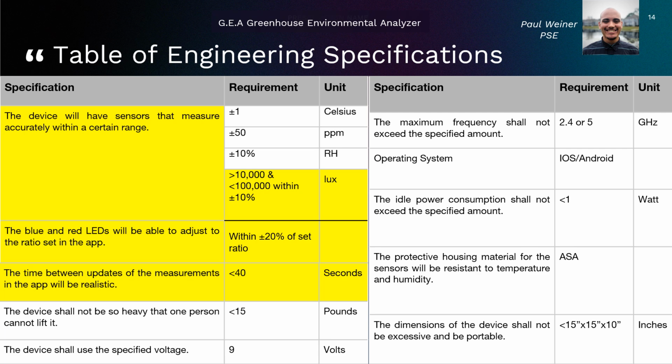This is our table of engineering specifications. Our three specifications are that the device should be able to measure the lux from 10,000 to 100,000 lux within 10% accuracy, that the blue and red LEDs will be able to adjust to the ratio set in the app within an accuracy of 20%, and that the time between updates of the measurements in the app will be less than 40 seconds.